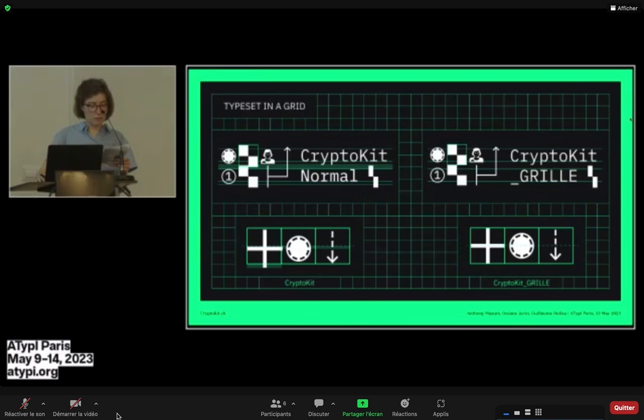And so I designed a second version for the website and interface that Guillaume will show you, where each sign fits in a square box, so that people can compose either in a block of text or glyph by glyph in a square grid.